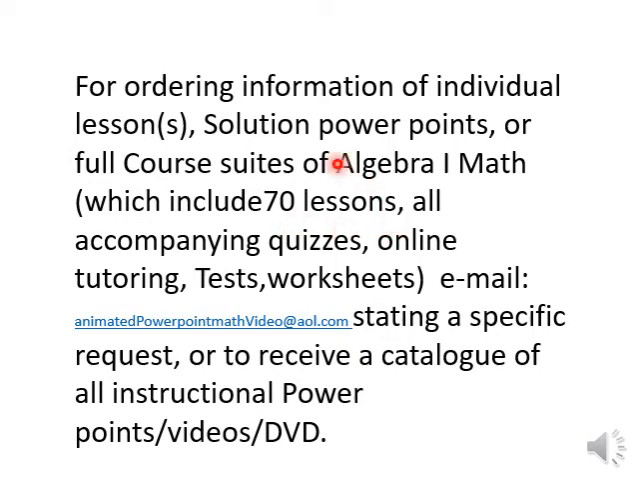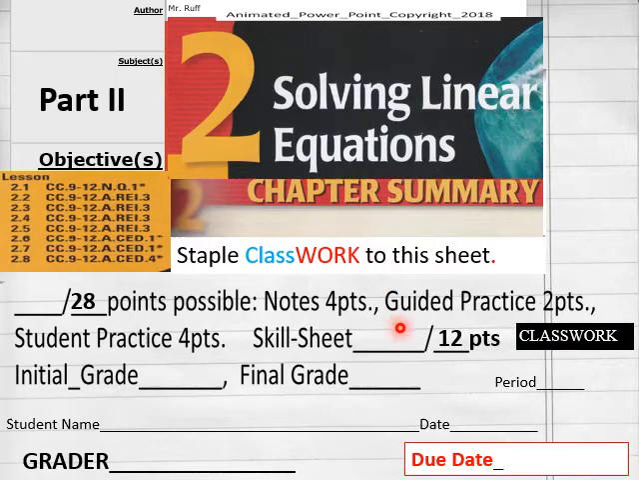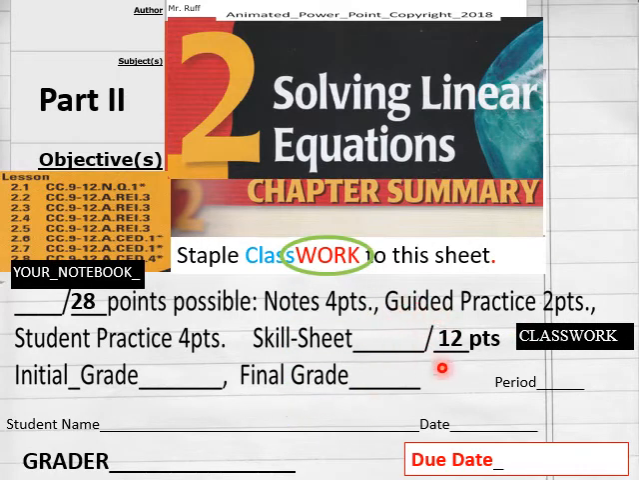Hello everybody, getting ready to do chapter 2, review and summary, part 2 for Algebra 1 math classwork. On your classwork sheet today, students, you've got 12 points, have that out in front of you now. You've got 28 points to go into your notebook or your notebook guide. Students, make sure you put your name, date, period on your PC, your iPad, your iPhone, your Chromebook.